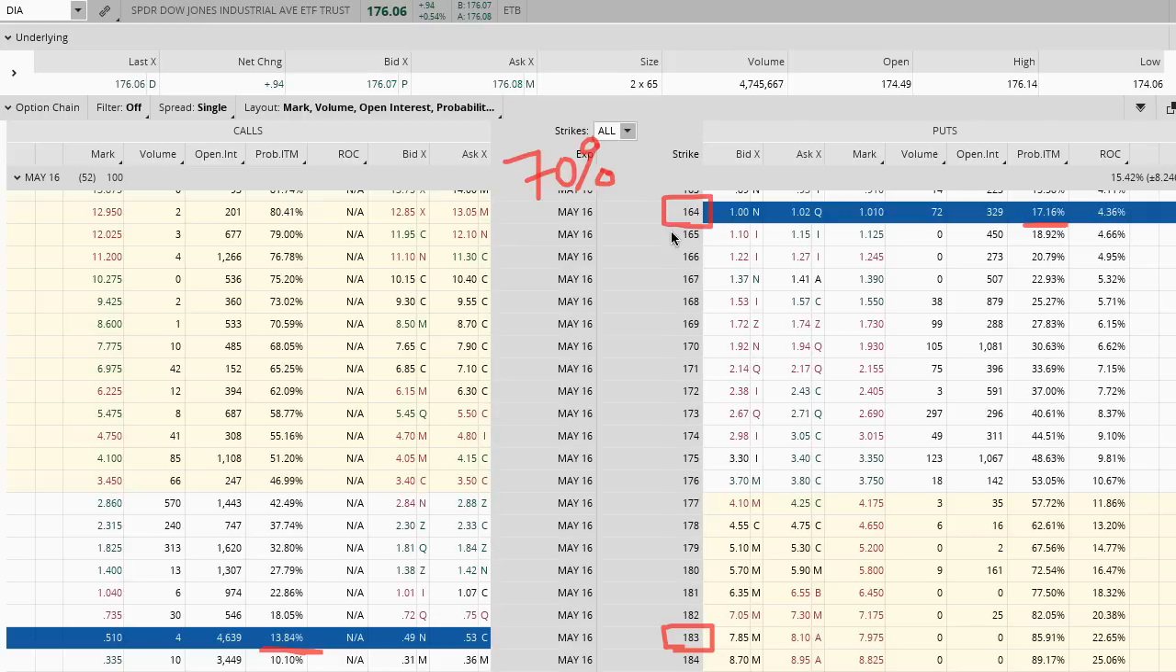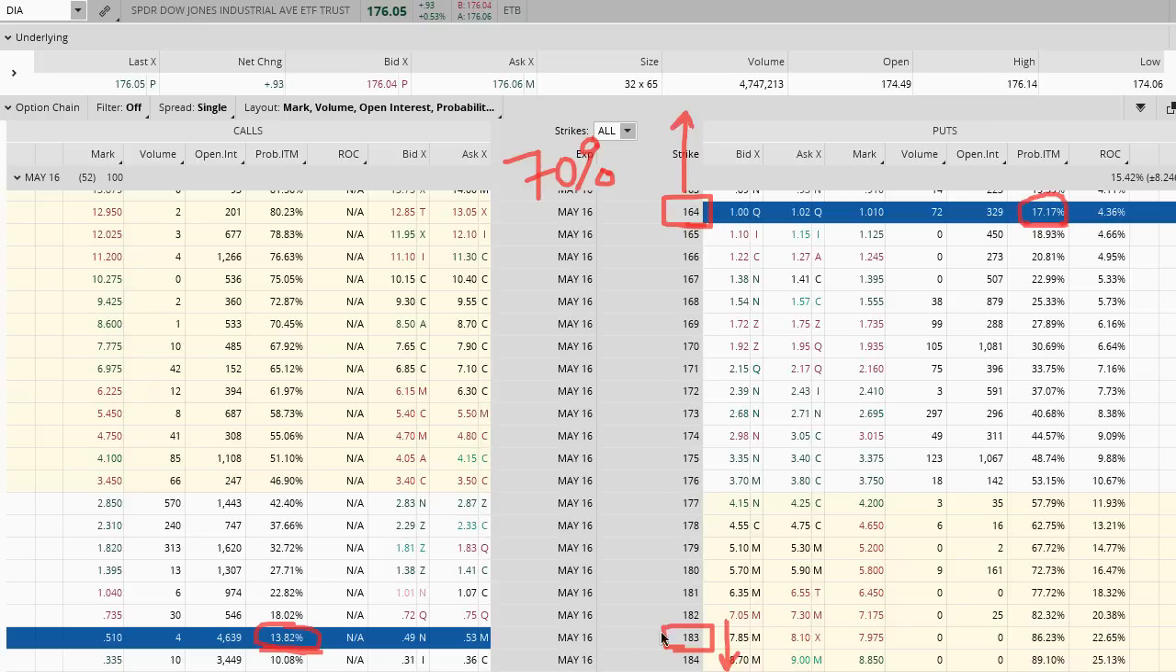Now together, the probability that the stock is either below 164, so down here, or above 183, so above this price, is about 30.8%. All we did is add together the probability of the stock being below 164 and the probability of the stock being above 183, and we get about a 30% chance that it's either above or below these two numbers.